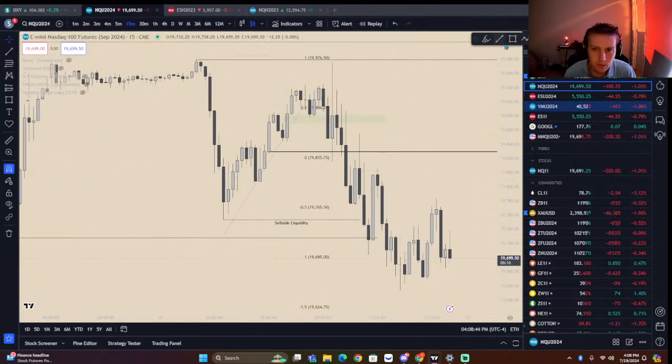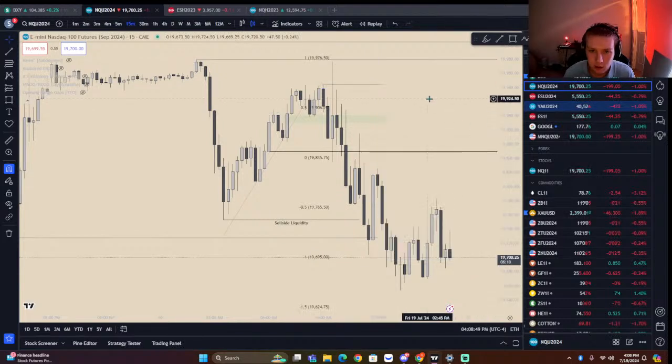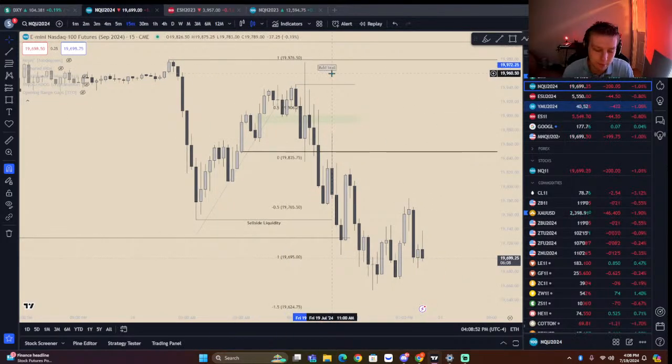Okay. So here we have 9:30. Manipulation has occurred when there's a change in state delivery. We can trust that. I can trust that to be aligned with the underlying order flow.